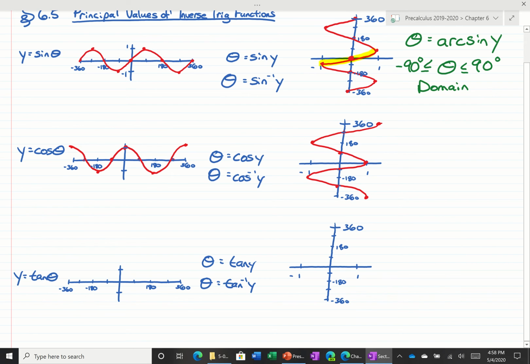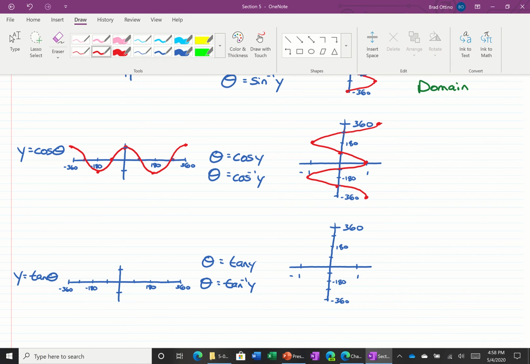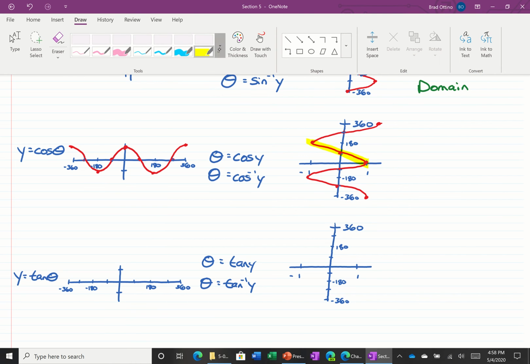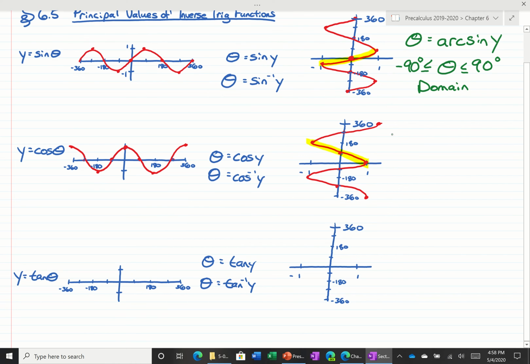You can see that the graph of the inverse cosine is not a function either. We restrict the domain from 0 degrees to 180. That little sliver of the graph is what the graph of the arc cosine looks like. And what you have to remember is that the arc cosine has a domain from 0 degrees to 180.